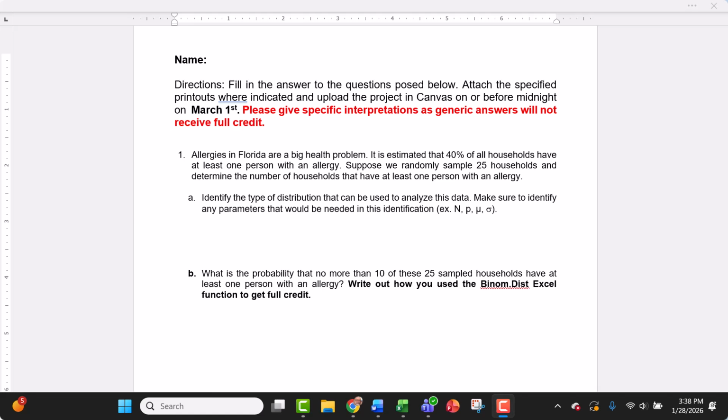So the first two questions are binomials and normals, and I want you to show me that you know how to use the binomial distribution functions, the normal distribution functions, and there's two of those. And I'm pretty specific as to what I'm looking for.